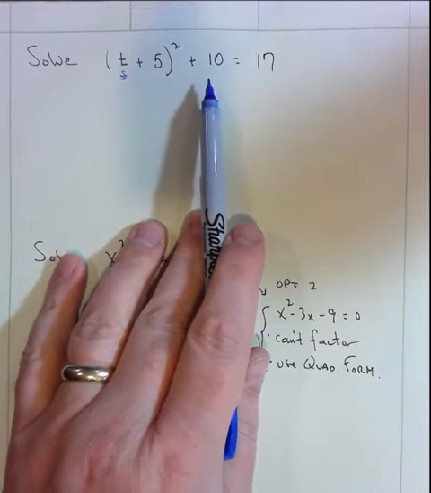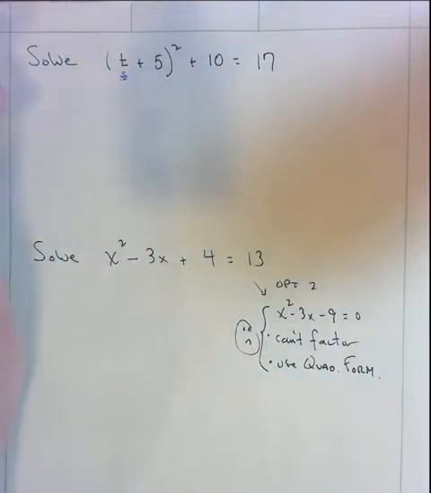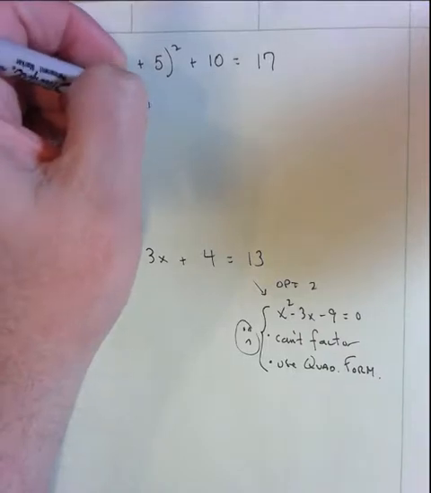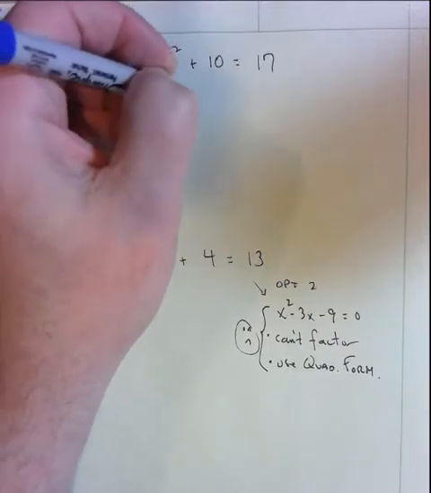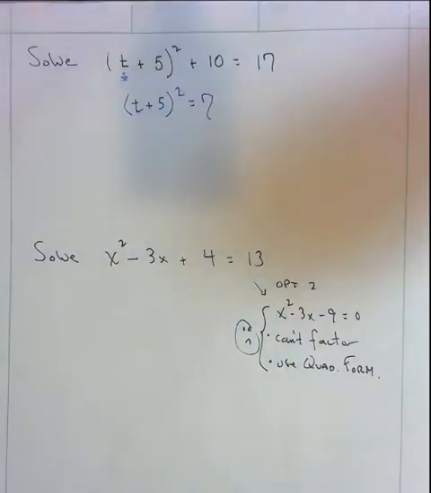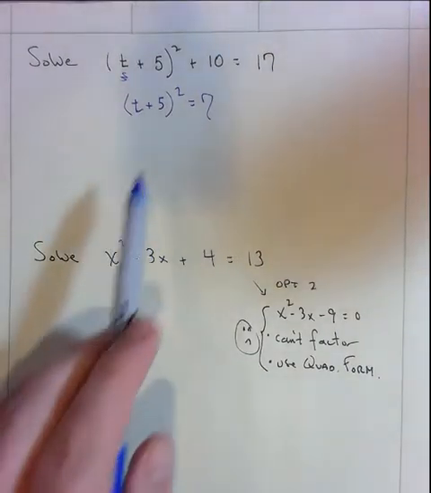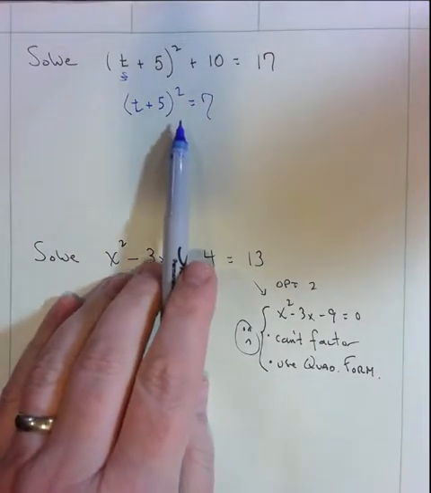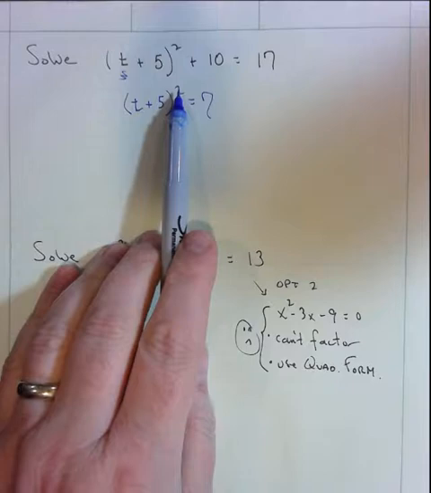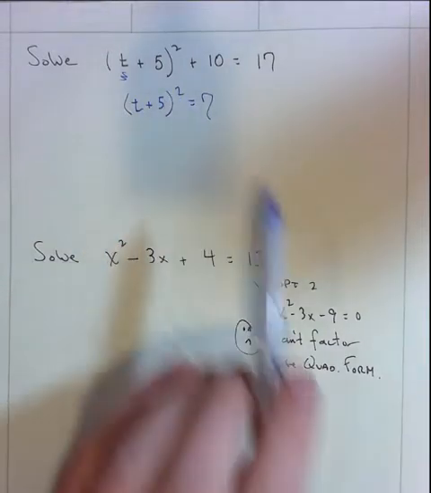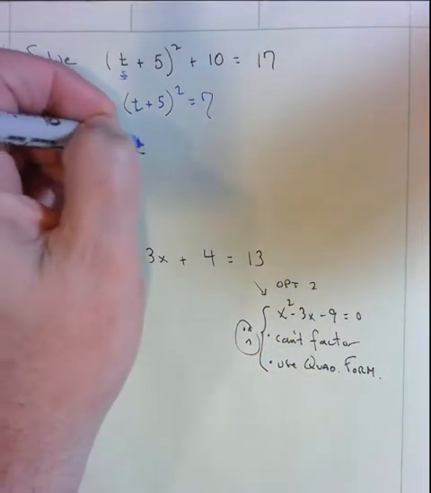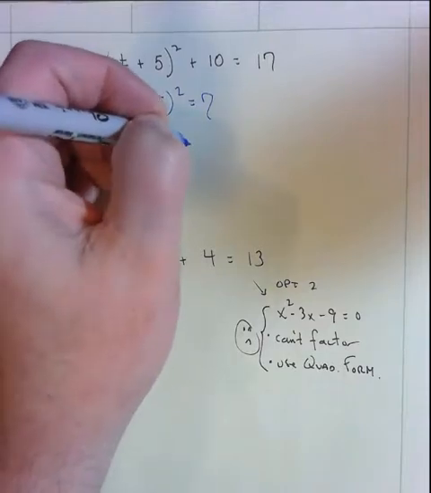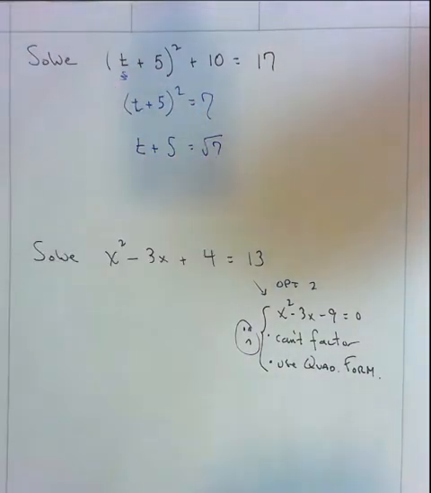And so what I will do is subtract 10 from both sides, and I will be left with (t + 5)² = 7. And now, as I'm digging my way into the 5, the next thing that has to go is the exponent of 2. So I'm going to take the square root of both sides, which will leave me with t + 5 = √7.